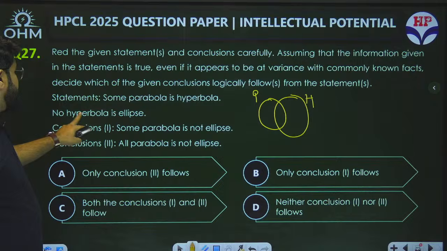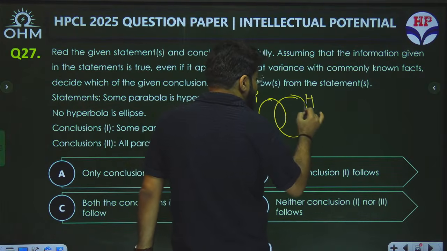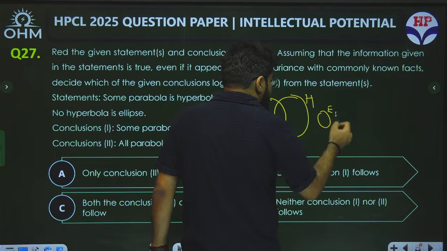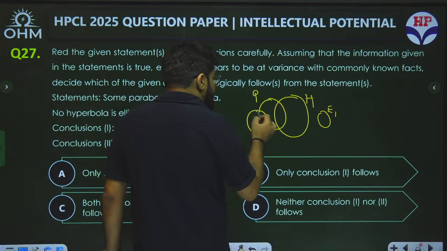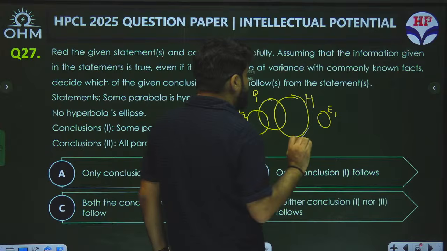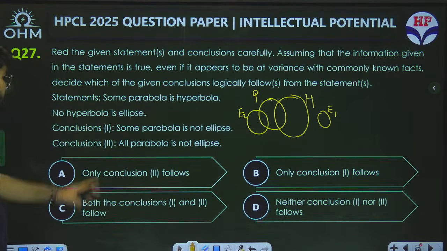And the second statement is no hyperbola is ellipse. So ellipse and hyperbola, no overlap. No hyperbola is ellipse. So where can be ellipse? Ellipse can be here, or ellipse may be overlapping with parabola. The ellipse may or may not overlap with parabola, but ellipse definitely will not overlap with hyperbola, because no hyperbola is ellipse. These were the statements.